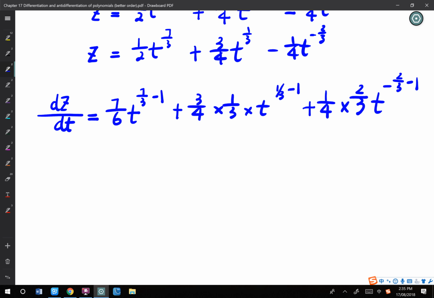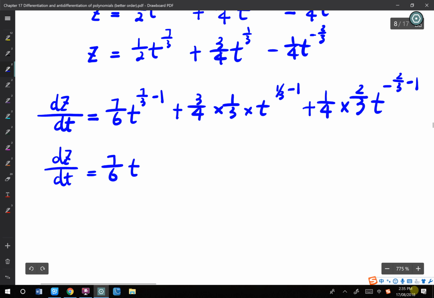I can rearrange after that. You don't need to write the answer in one step. You can just go step by step. So dz dt equals 7 on 6 t to the power of 4 over 3 plus, well, the 3 and 3 becomes 1, and that's 1/4 t to the power of minus 2 over 3. And then plus, that's half, so that's 1 on 6 t to the power of minus 5 over 3. That should be the final answer.